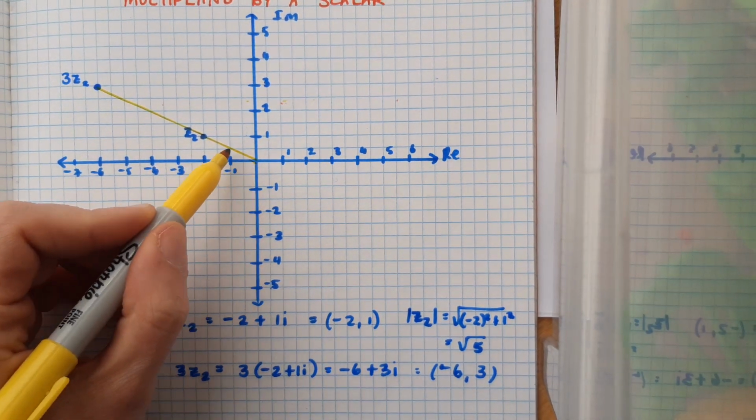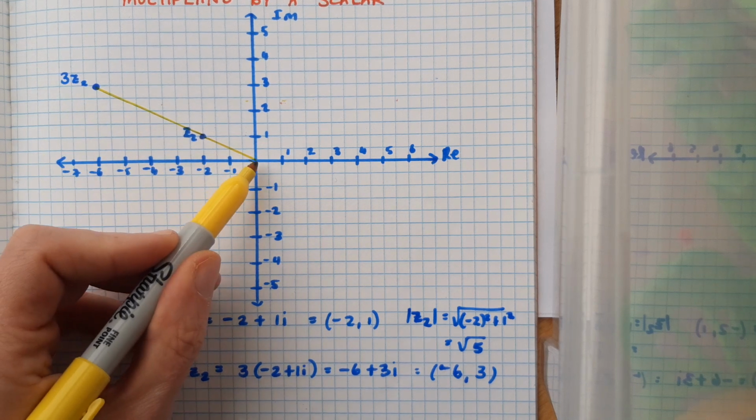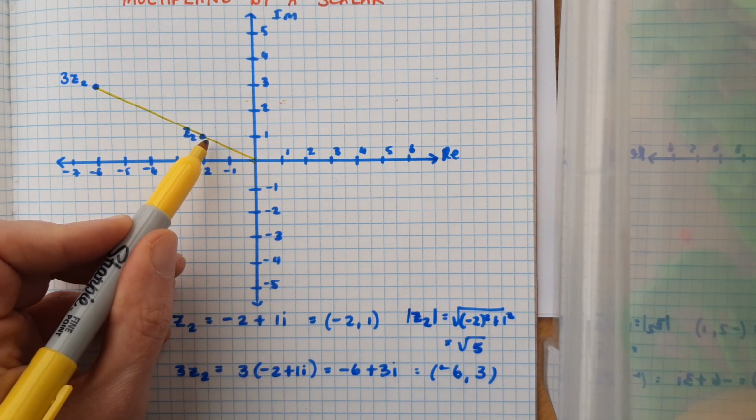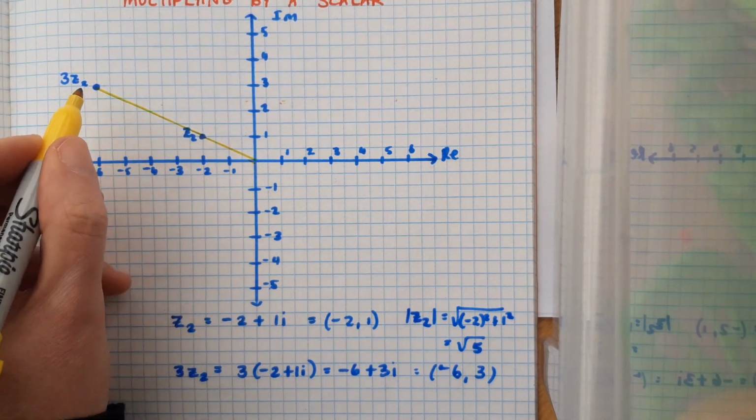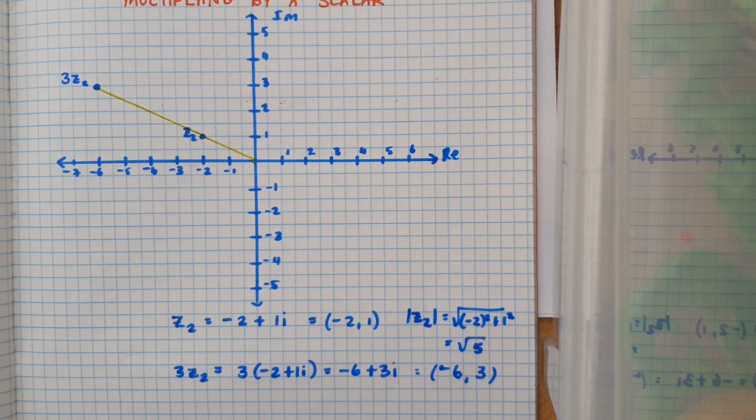But again, my direction has been preserved. So z2 was up here in the second quadrant, if you like, with reference there to trig. And 3z2 is in a straight line with it, and it's still in the second quadrant.